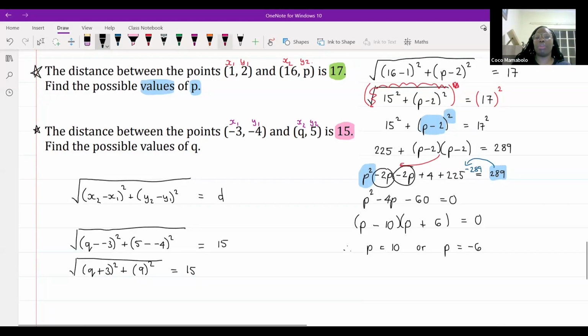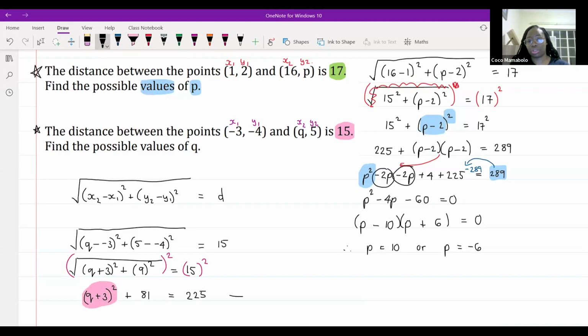Okay, now if I want to remove the square root, I'm just going to square both sides. I'm going to square that side, I'm going to square this side. So I'm then going to get q plus 3 all squared plus 9 squared, which is 81, is equal to 225. Okay, then I'm going to FOIL this part. I'm going to FOIL it out.